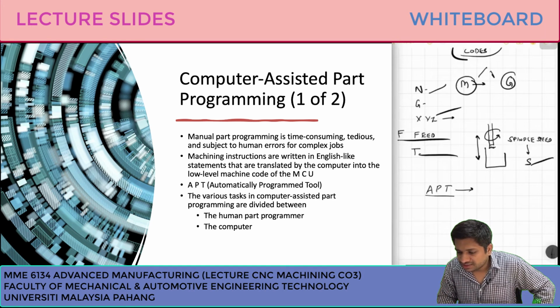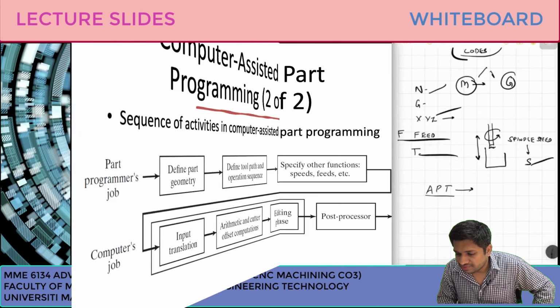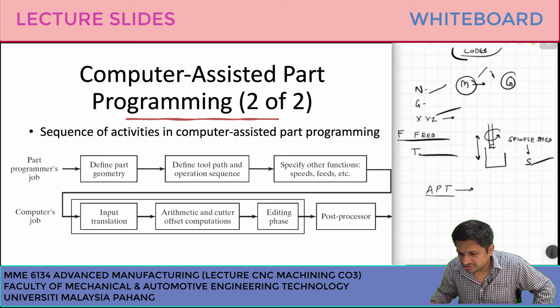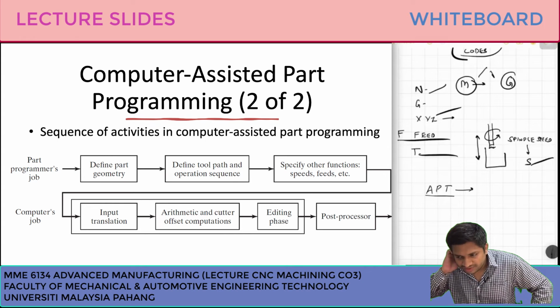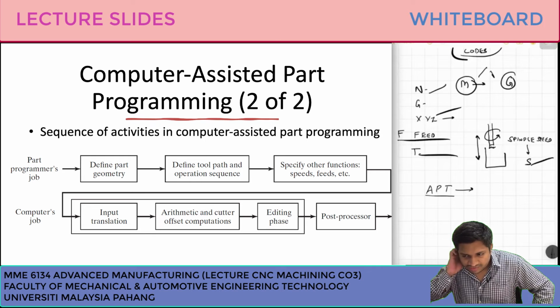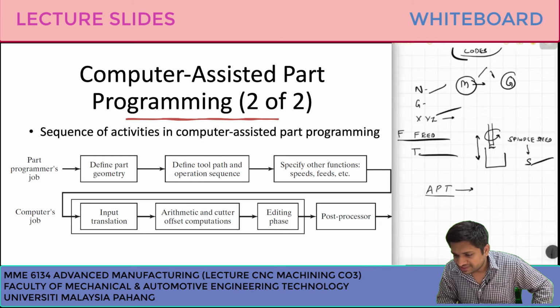The various tasks in computer assisted part programming are divided between the human part programmer and the computer. So this is quite a boring part. I guess we should jump to programming straight away. Computer assisted part programming has its own sequence. We define the part geometry in the CAD model, then we define the tool path, then we specify other functions such as speeds and feeds. This is something we will look at now in the next slides.